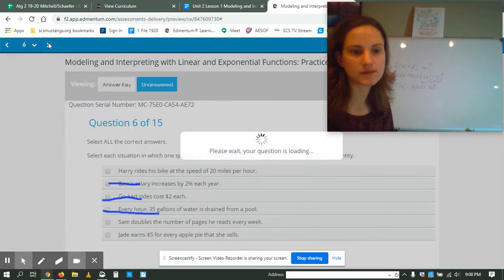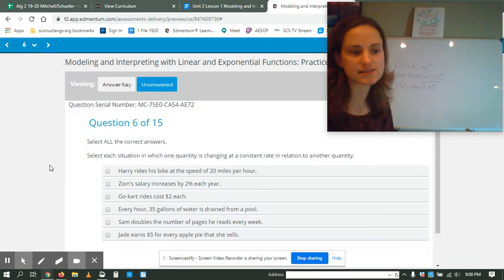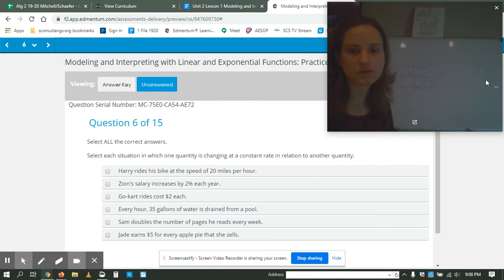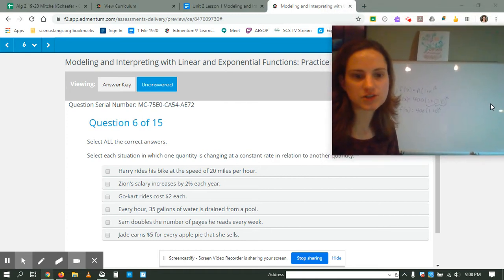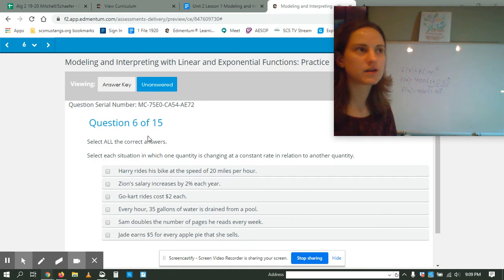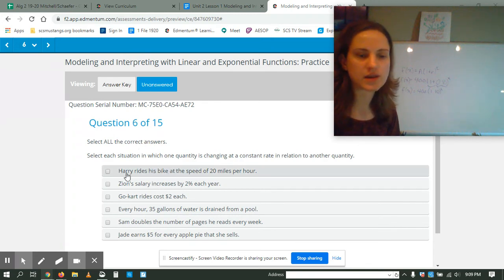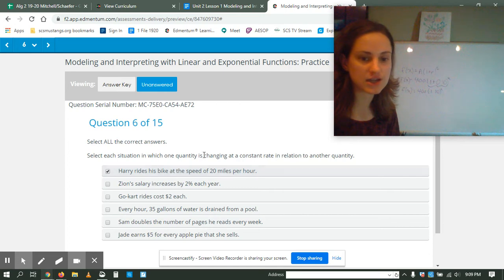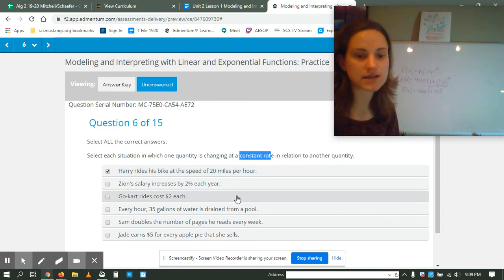Okay. Looking at question 6. This one wants us to select each situation in which one quantity is changing at a constant rate in relation to the other quantity. So we're looking, again, for exact. No percents, no doubles, no triples, none of those words where we would have to have an initial value to be able to start and figure out what things are. So Harry rides his bike at a speed of 20 miles per hour. That is not going to change, and that is going to be constant the whole entire time that we're looking at the problem.